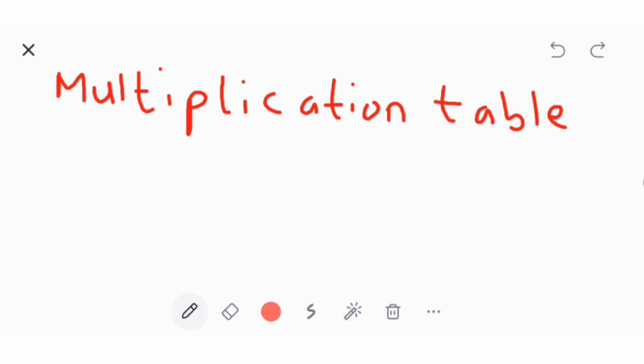Today we'll be looking at the multiplication table, and as a reminder, if you have not watched my videos on addition and subtraction of numbers, please do. Okay, now today we'll be looking at the 2 times table.